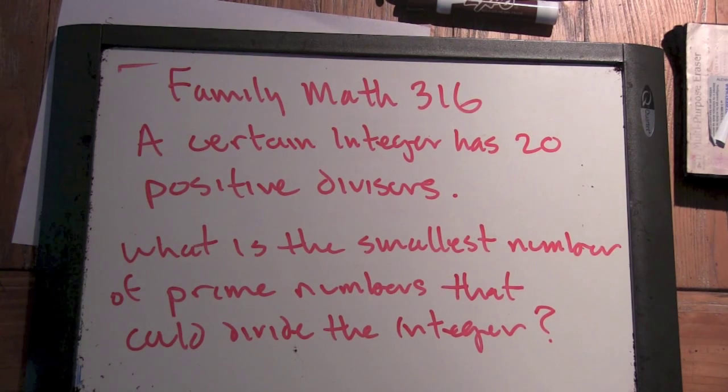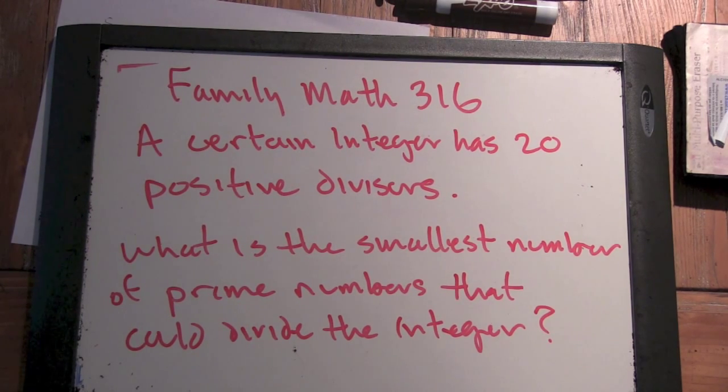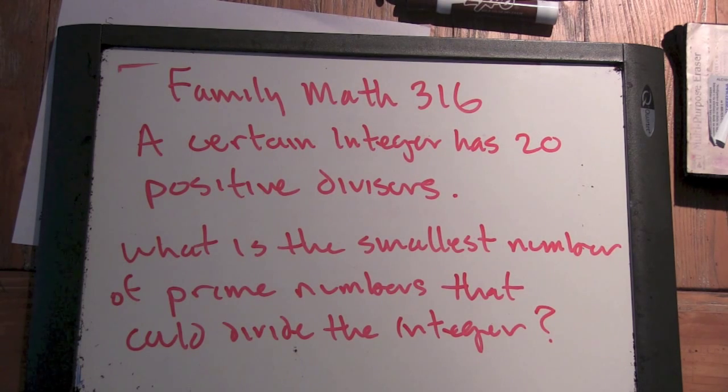Okay. So what's the smallest number of prime numbers that can divide our integer? Well, there would be just one prime. It might be 2 to the 19th, 3 to the 19th, 5 to the 19th, any prime to the 19th. Okay. So let's move on to the next question.